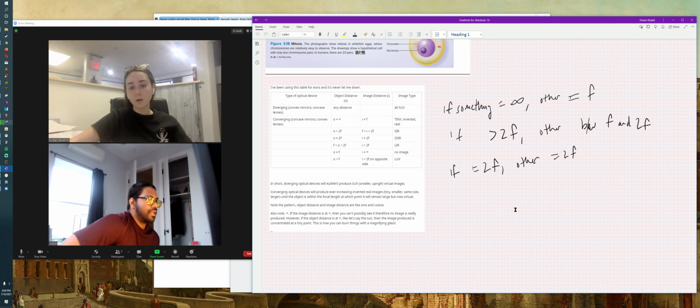Okay. So it's almost all good stuff. Yeah, it's almost like object distance and image distance are like sine and cosine. Because sine of 0 is equal to cosine of 90. Sine of 30 is equal to cosine of 60. Sine of 45 is equal to cosine of 45, right?